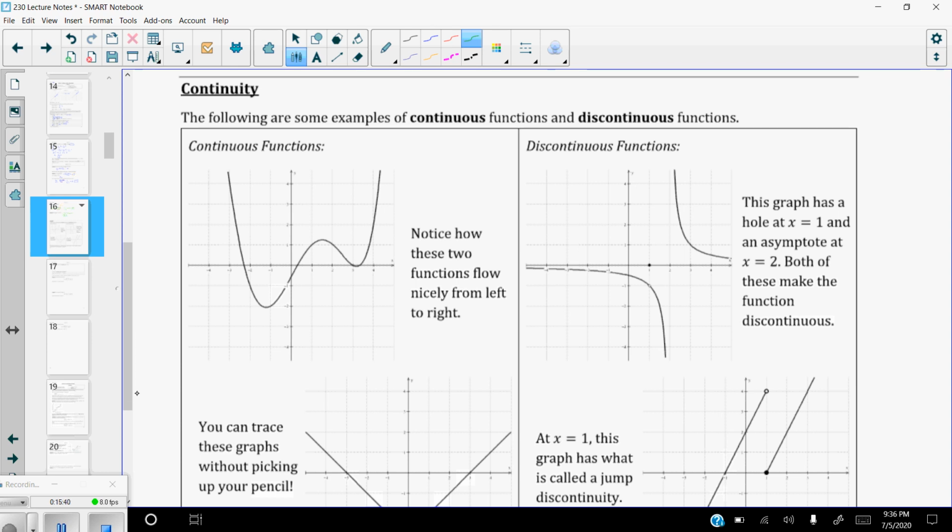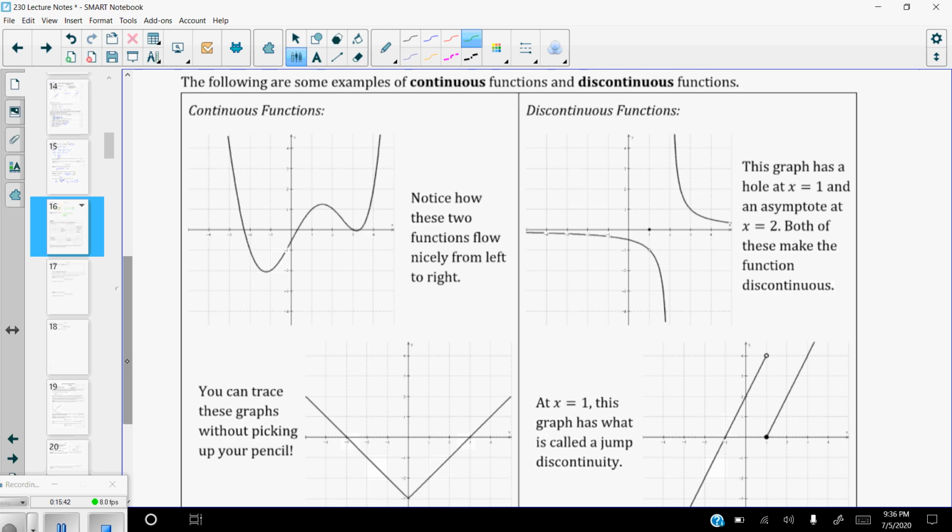So let's look at the following functions here. The first one on the upper left here is a continuous function. The flow from the left to the right is nice because there's no gap. Now I know where it says -1 there on the y-axis, it kind of looks like it might have put a gap in the function. There's technically not a gap there, just because the -1 printed over the top of the graph, unfortunately.